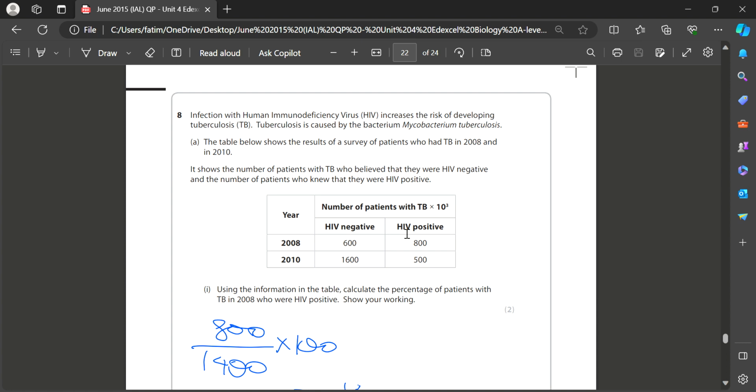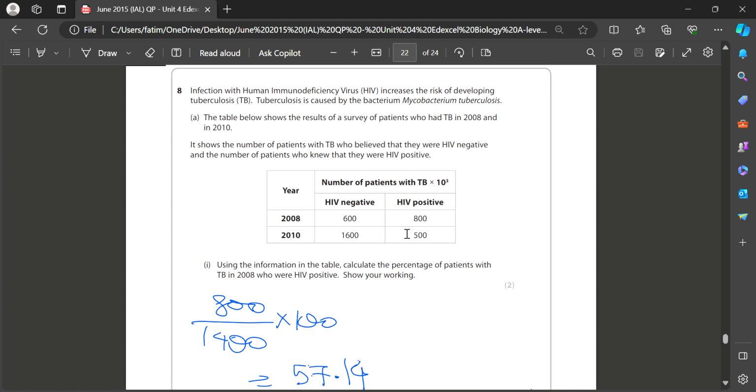Over here it says infection with HIV increases the risk of developing tuberculosis. Tuberculosis is caused by the bacterium Mycobacterium tuberculosis, and then they have a survey of patients which shows in 2008 and 2010 the number of patients who were HIV positive and negative. So then we had to calculate the percentage of patients with TB in 2008 who were HIV positive.